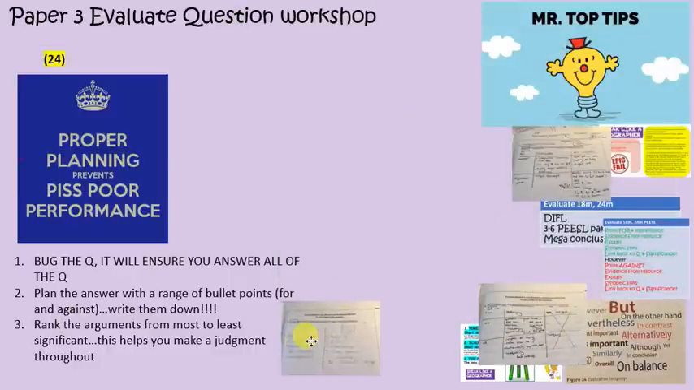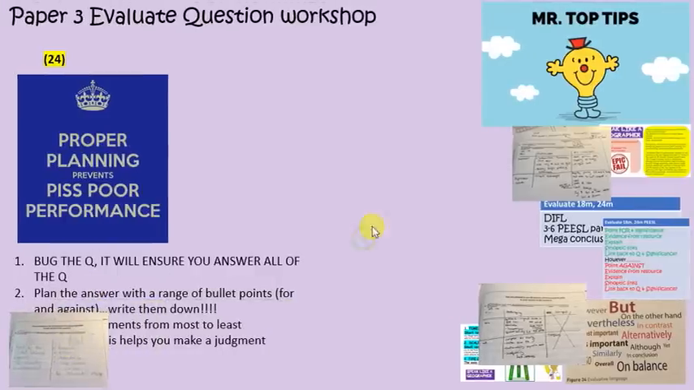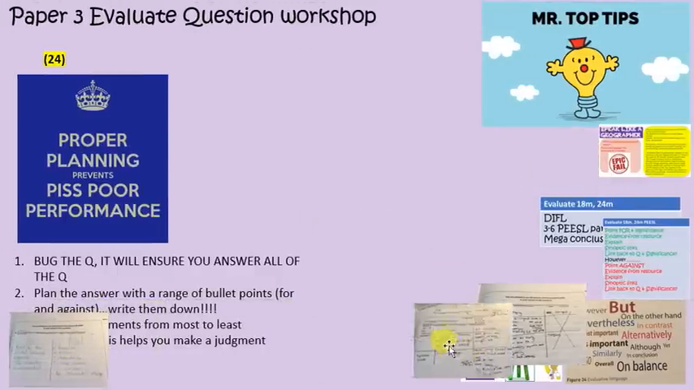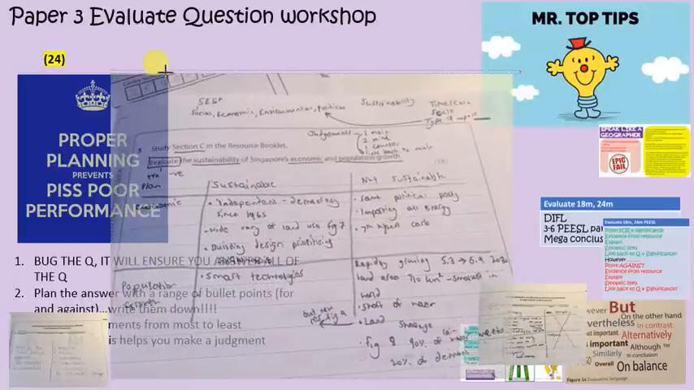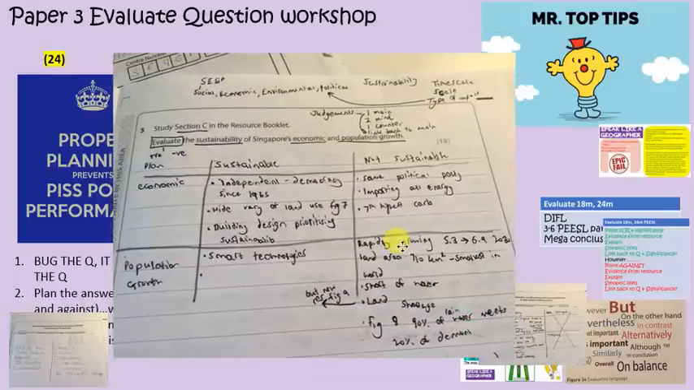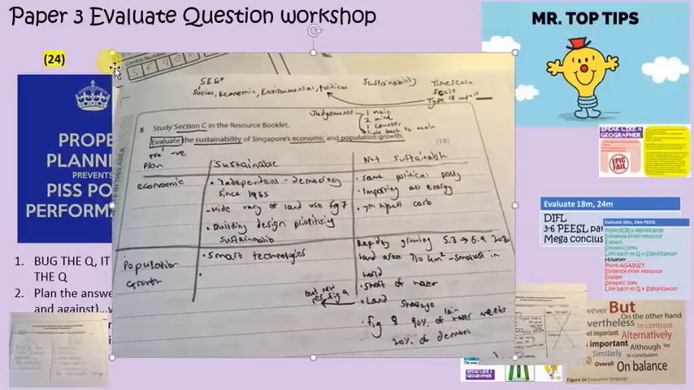Right, other bits and pieces, yeah. So plan and rank. Plan and rank. Careful, yeah. Right, another one. That's for a question before that, but somebody else's plan here. Evaluate the sustainability of Singapore's economic and population growth for an 18 marker.